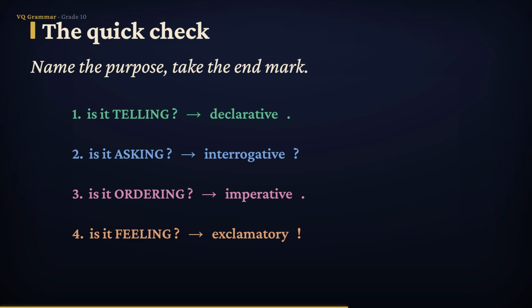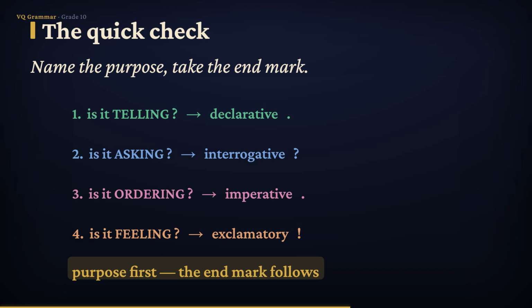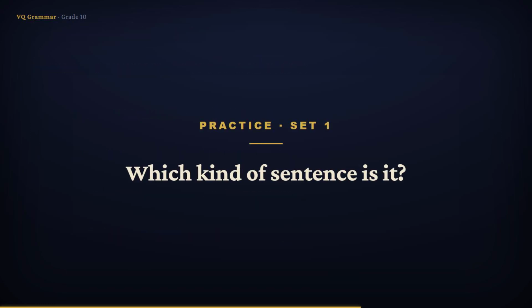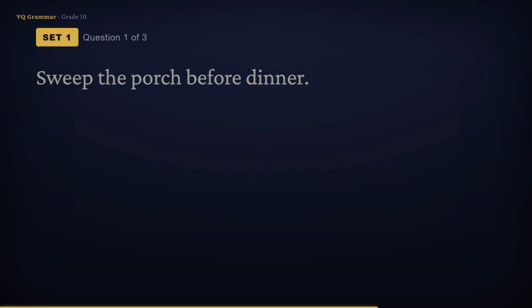Notice the order of operations there. You decide the purpose first, and the end mark simply follows from it. Never choose your punctuation by feel. Choose it by job. Ready to practice? In this first set, I'll read you a sentence and you name its kind: declarative, interrogative, imperative, or exclamatory. Ask yourself the one question that matters. What is this sentence doing? Pause the video and choose before I reveal each answer.